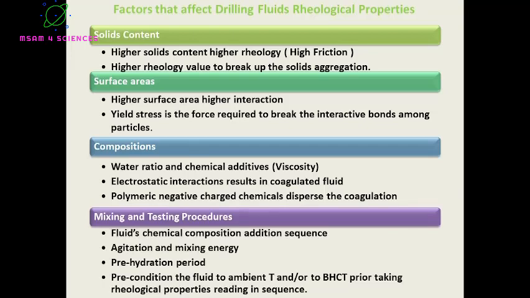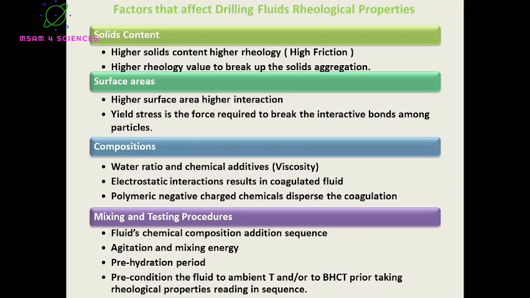Mixing procedure and testing procedure. As we highlighted before, the chemicals have different interactions and different behaviors. So the addition of chemicals needs to be in sequence and there should be procedures: which chemical needs to be added first and which later on, one by one. Also, that will determine what type of mixing energy, low or high, and agitation.